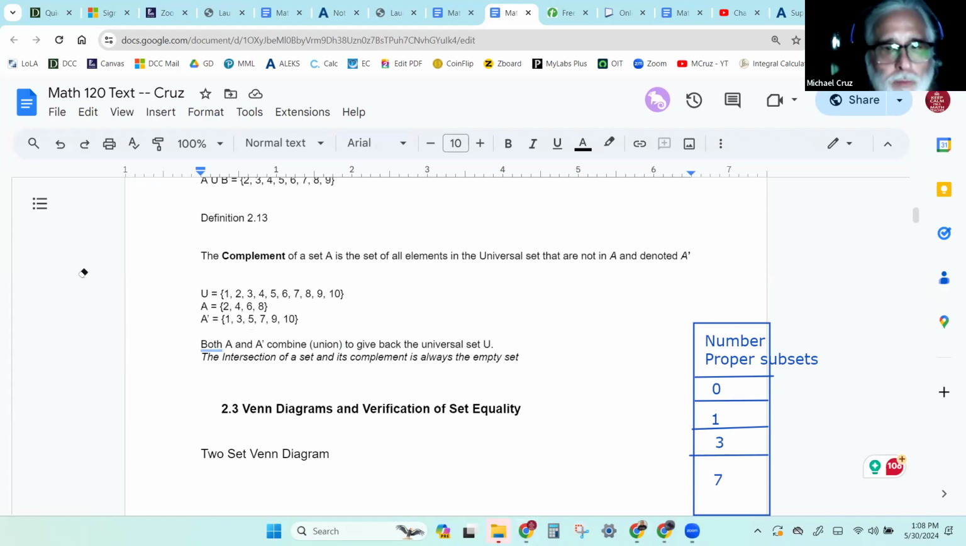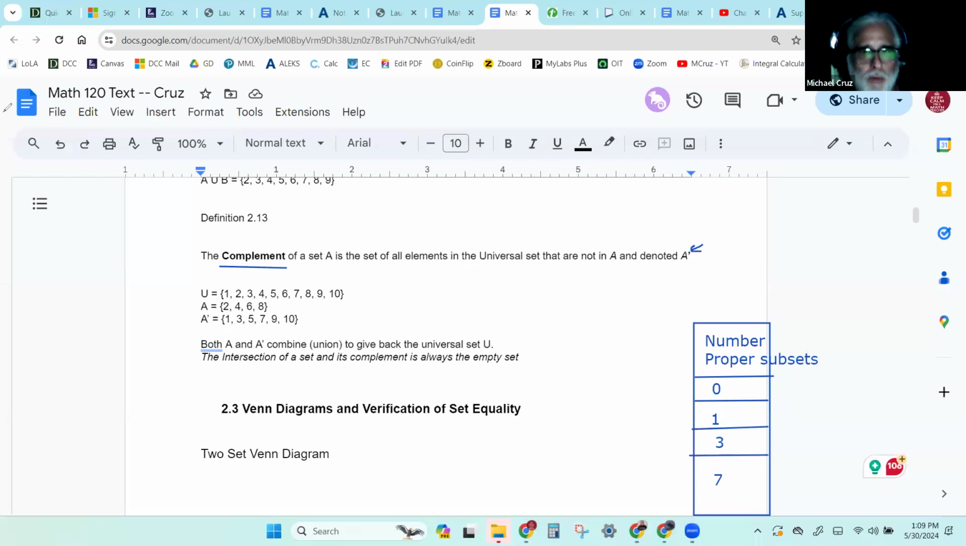All right. The complement of a set. The complement of a set is the set of all elements in the universal set that are not in A and denoted A prime, or that little thing right there at the top. That just means A complement. So you read it as A complement or A prime. What a complement of a set is: if you put it together with the original set, you get your original universal set. Well, what do I mean?